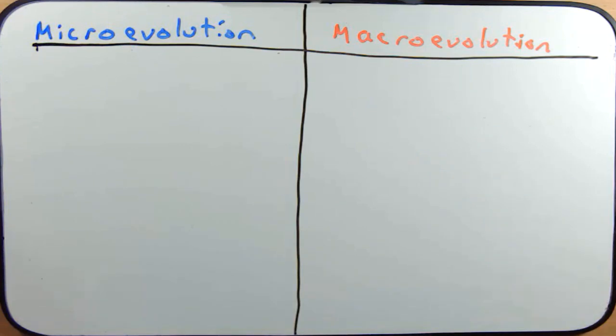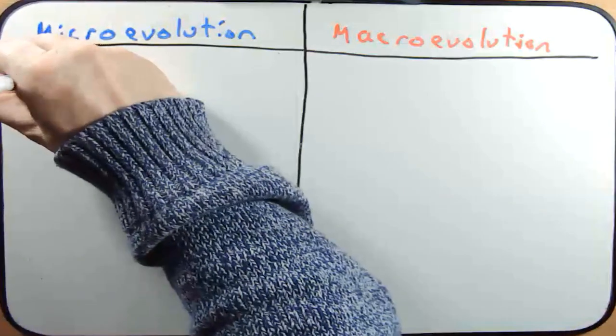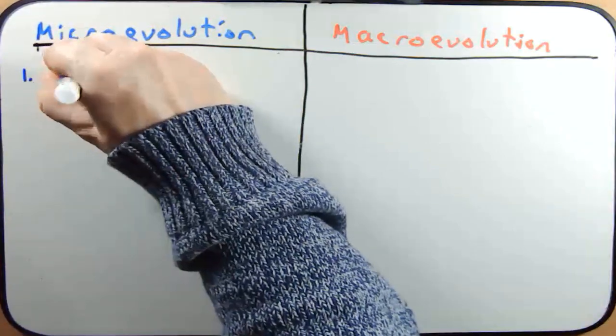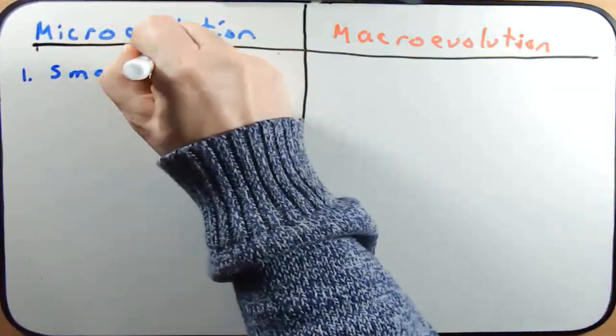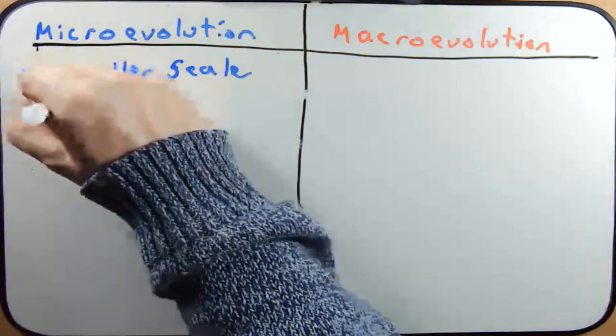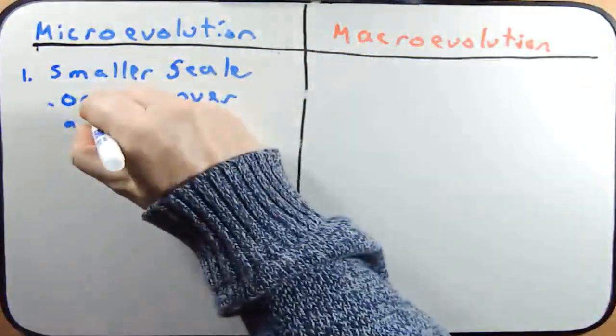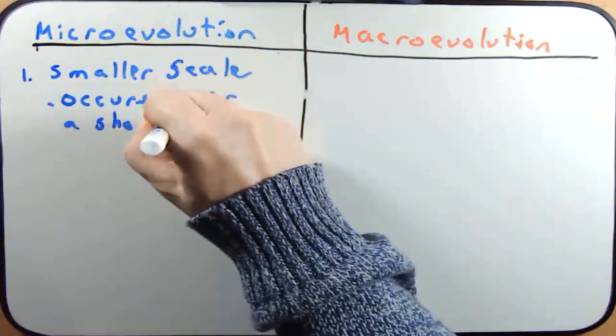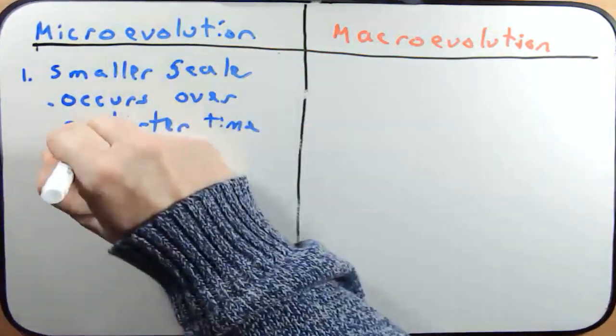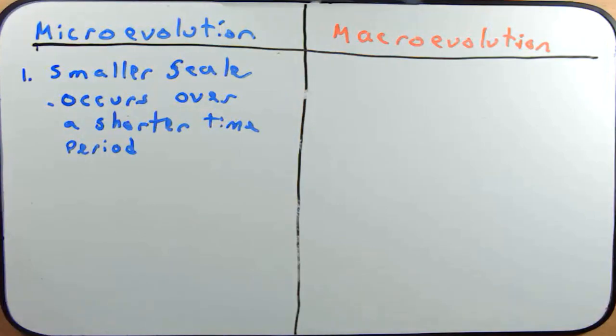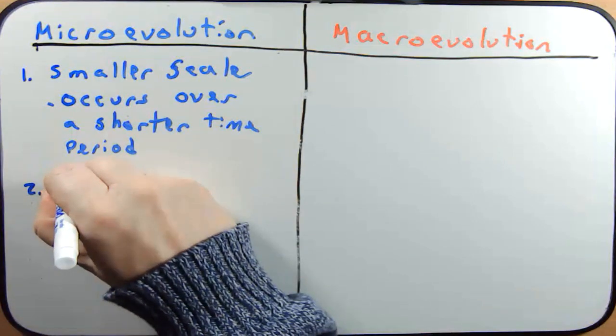All right, so let's compare micro and macro evolution. We think about microevolution being on a smaller scale. What I mean by that is it occurs over a shorter time period. Say over the course of our lifetime, we will see evidence of microevolution. It occurs in single populations.